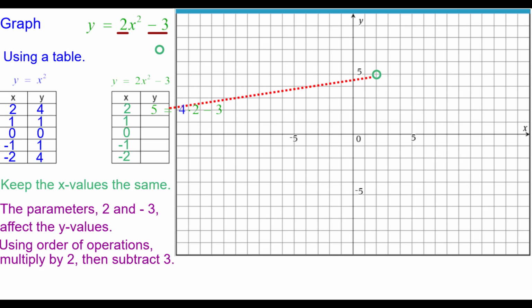So we'll go ahead and plot 2, 5. 1 times 2 is 2, minus 3 is negative 1, so 1, negative 1. We ask that you finish the table, pause as needed, press resume when you're ready, but finish the table and graph those points.